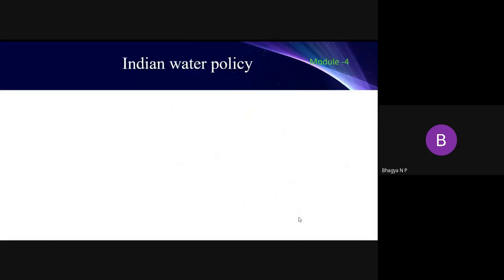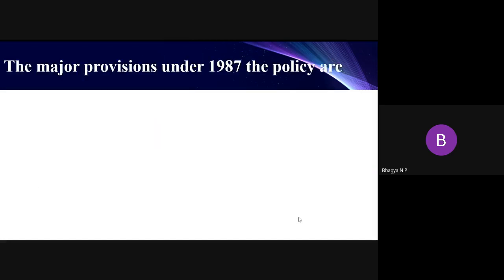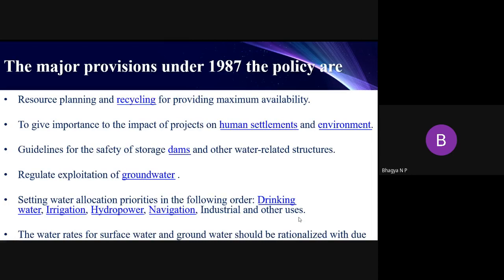Next we'll move on to the Indian water policy. The Indian water policy is formed by the Ministry of Water Resources, Government of India, to govern the planning and development of water resources and their optimum utilization. This was established in 1987, and later it was updated in 2002 and in 2012. According to this committee, what are the policies they made?